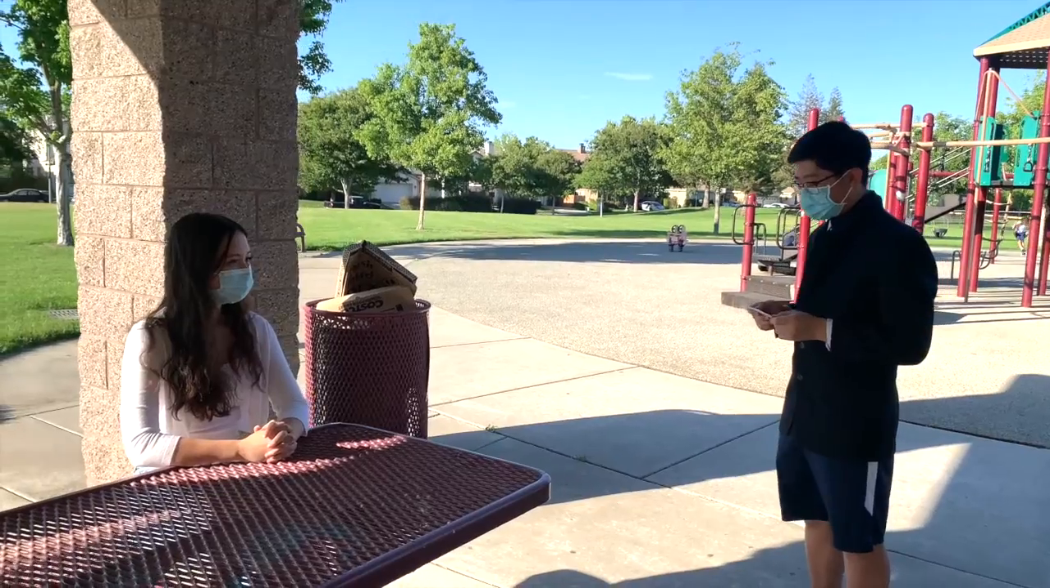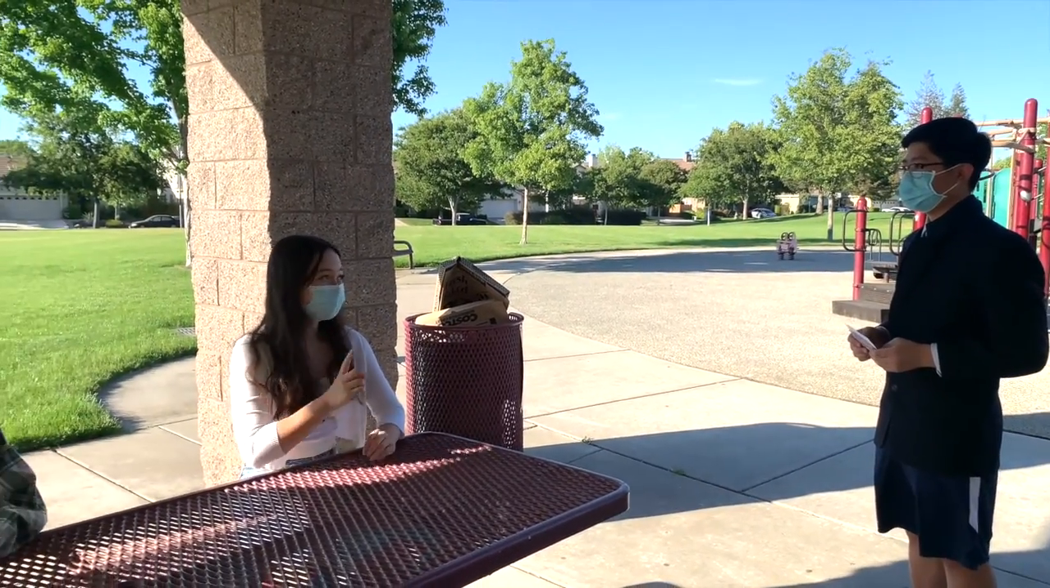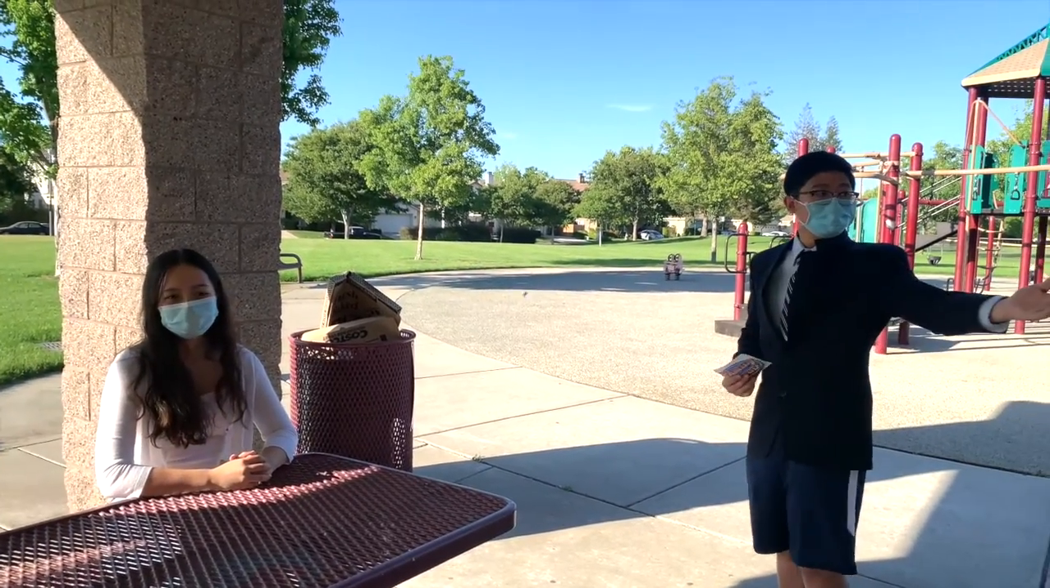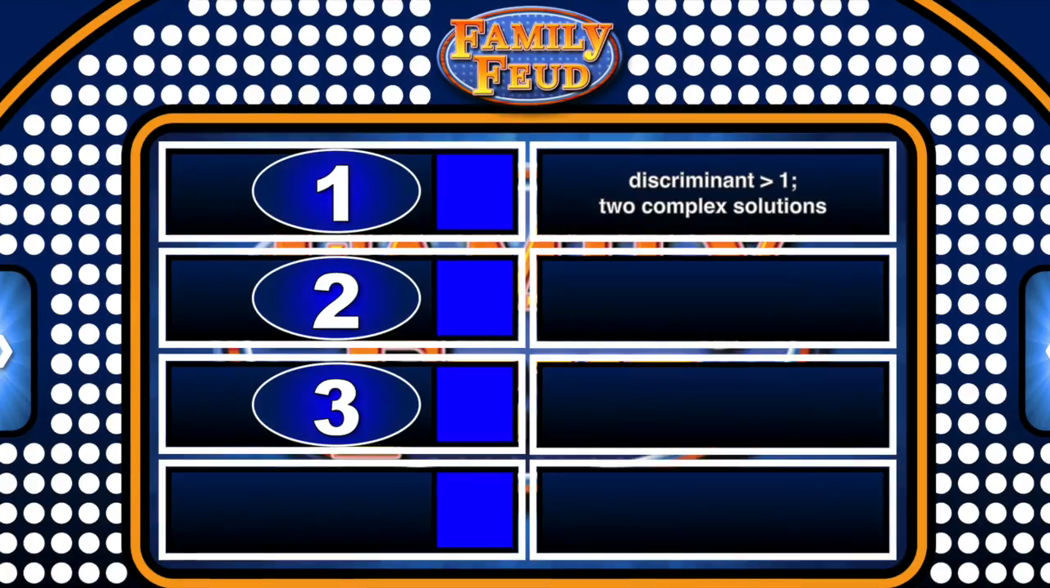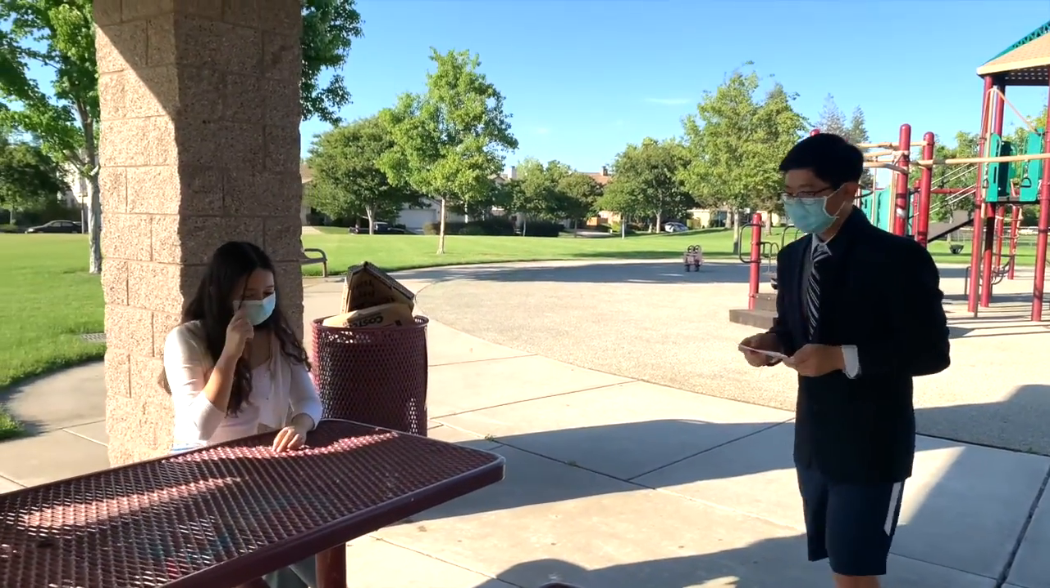What are the different natures of roots in the discriminant analysis and what is its relation to the graph? Infinity. There would be an infinite amount of solutions. Let's check the scoreboard. I'm sorry for your loss.